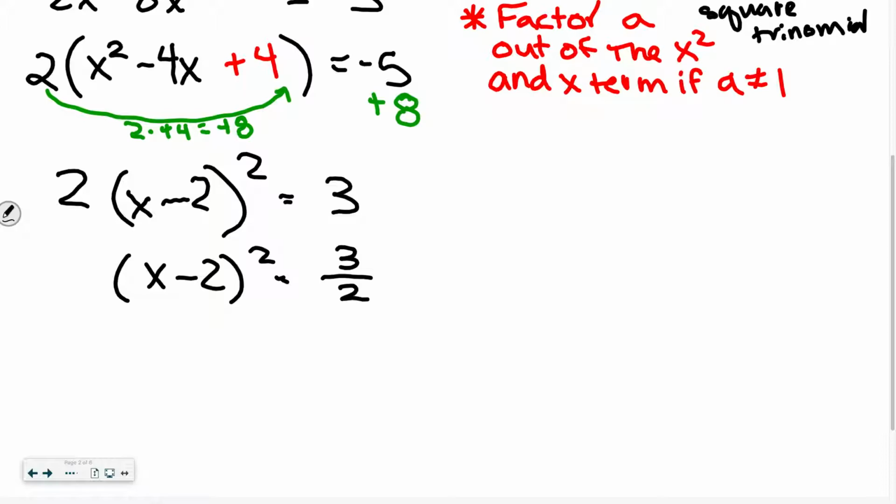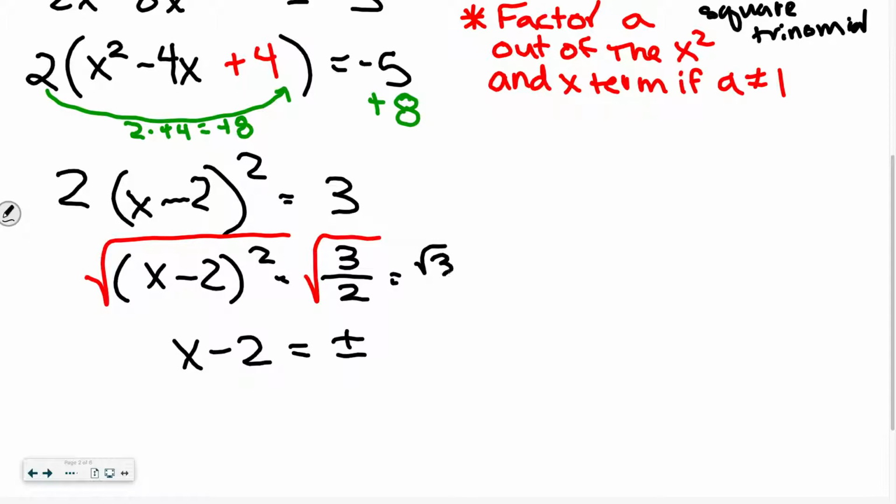Then I'm going to square root both sides. This leaves me with x minus 2 equals plus or minus, and we just kind of reviewed this with Carly's question. We're going to do the square root of 3 over the square root of 2, but because the square root of 2 doesn't come out to a nice number, I have to rationalize my denominator. So I've got to multiply it by the square root of 2. So this is going to be plus or minus the square root of 6 all over 2.